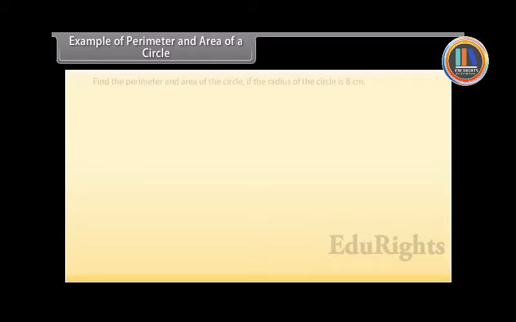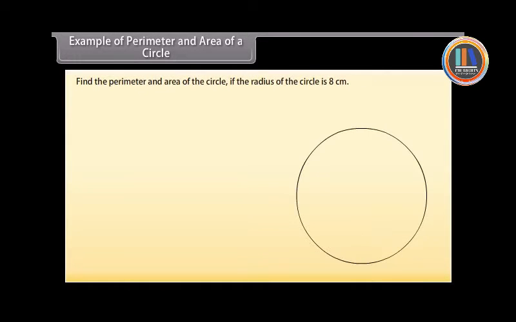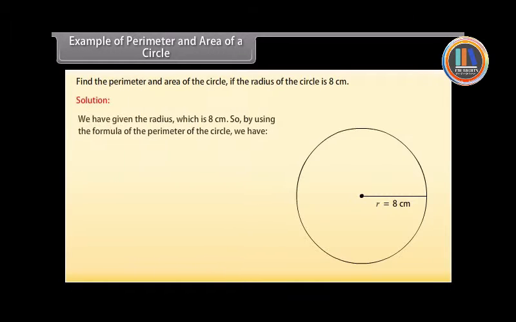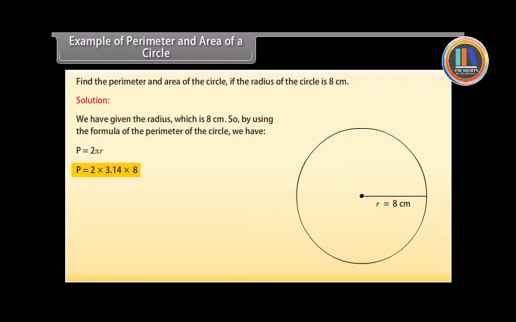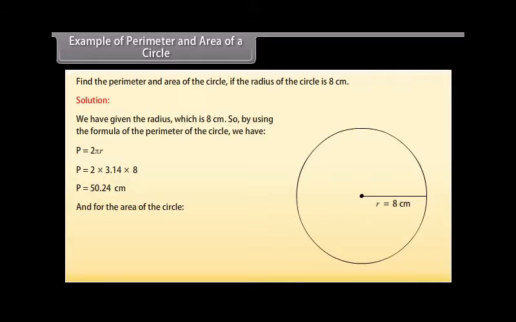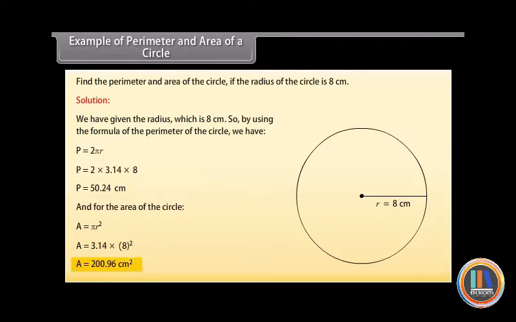Example 2. Find the perimeter and area of the circle if the radius of the circle is 8 centimeter. Solution. We have given the radius, which is 8 centimeter. So, by using the formula of the perimeter of the circle, we have P is equal to 2 pi r. P equals 2 into 3.14 into 8. P equals 50.24 centimeter. And for the area of the circle, A is equal to pi r square. A equals 3.14 into 8 square. A equals 200.96 centimeter square.